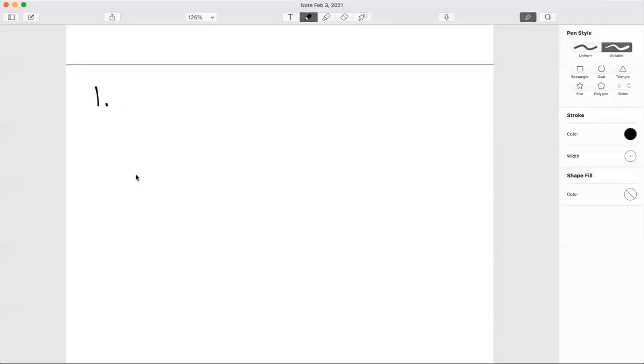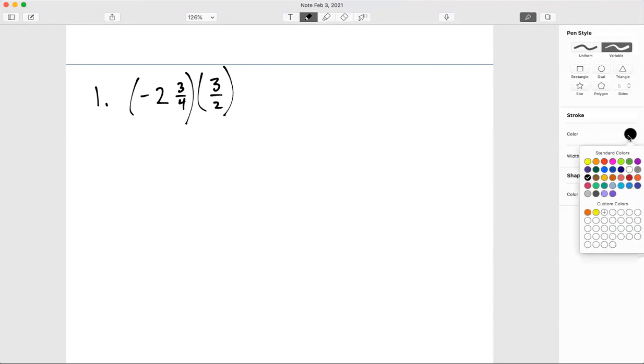All right, in this video, we're going to learn how to multiply and divide fractions with mixed numbers. What does that mean? Here's an example problem: -2 and 3/4 times 3/2.